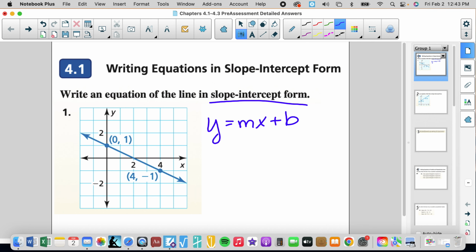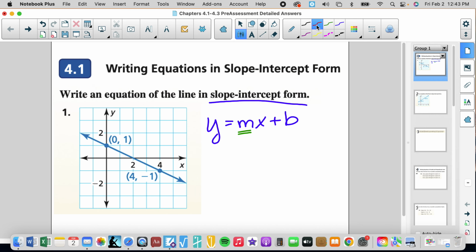So it must be in y equals mx plus b. Y is isolated. And then we're going to fill in information for these two variables. m is my slope, and b represents my y-intercept. So from the given information, can I calculate the slope or figure out the slope, and can I figure out the y-intercept? Well, the slope is going to be the rise over run from one point to the other.